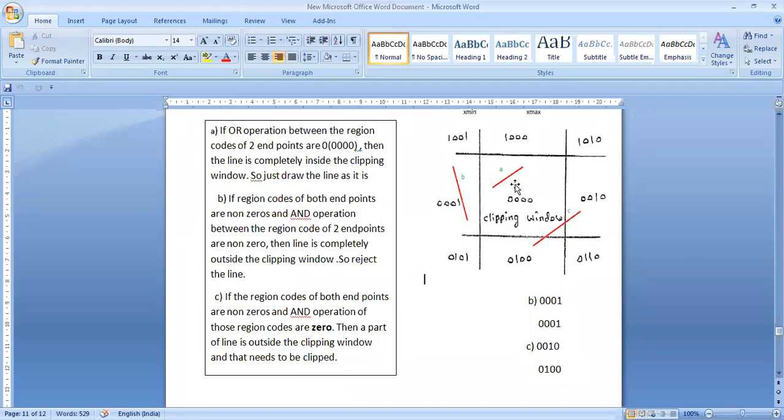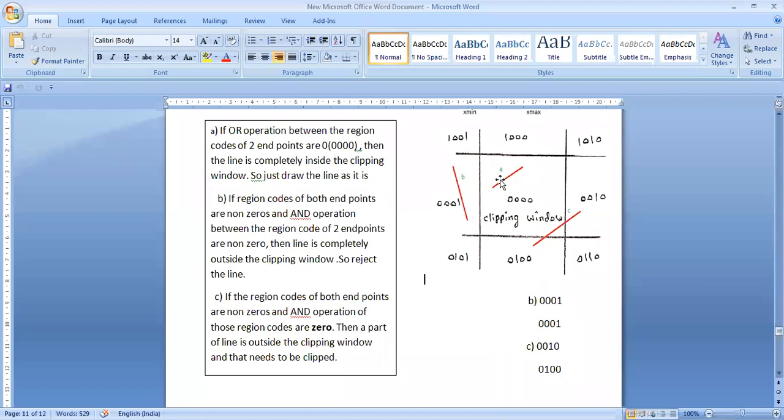See, this endpoint's region code is 0, 0, 0, 0, and this endpoint's region code is also 0, 0, 0, 0. So the OR operation between the two endpoints results in 0, 0, 0, 0. Then I say the line is completely inside the clipping window, and what I need to do is just draw the line as it is in the input.